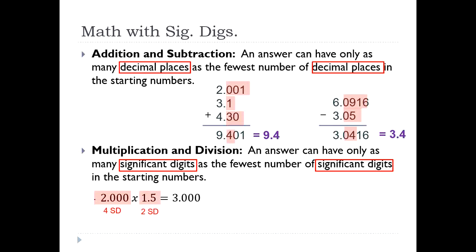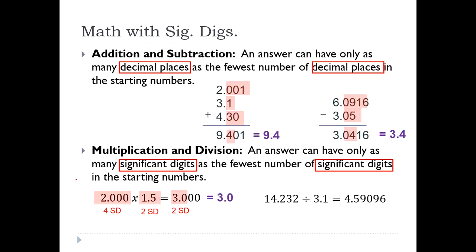So where will our answer stop? It can only have as many significant digits as the fewest number of significant digits. So we're going to stop our answer right here at 3.0. That's 2 significant digits. So we multiply and divide in order to count these 2 significant digits. You're really counting it from left to right. Okay, so left to right, those are your 2 significant digits.